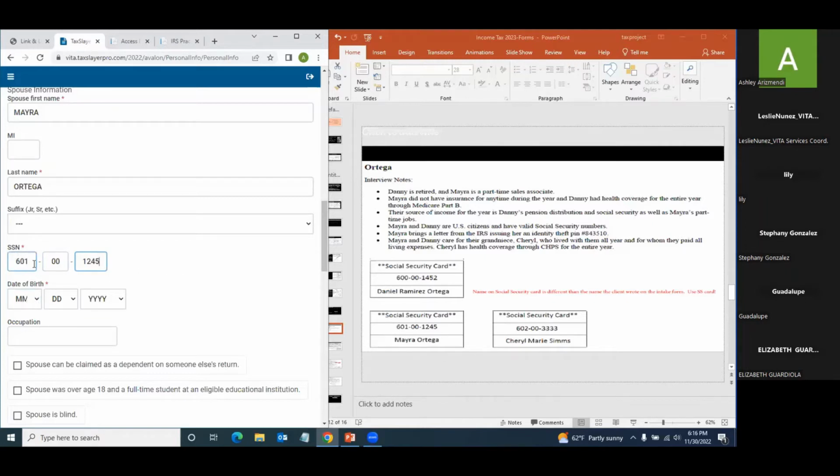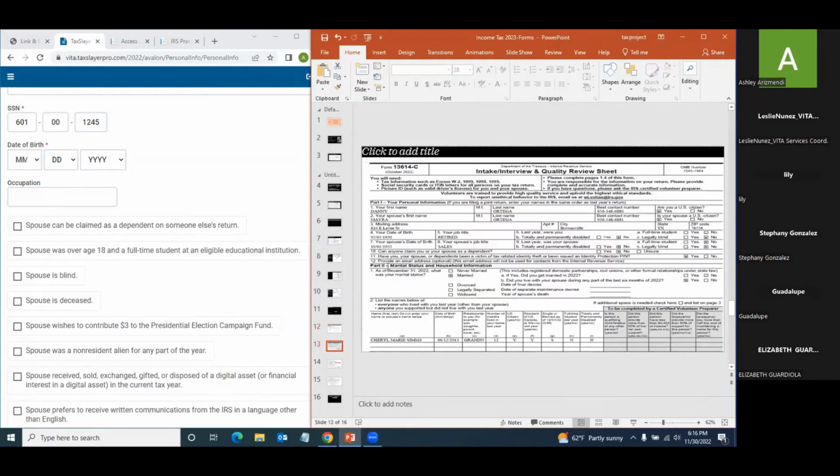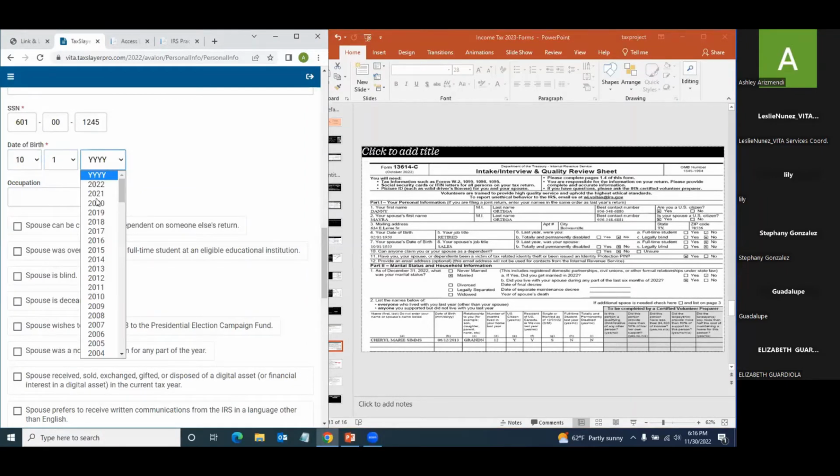So her Social Security number is 601-00-1245. Is everybody on the same page here? Yes. So for her date of birth, October the 1st, 1955. 10/1/1955. And then her occupation is sales. So we would write sales.